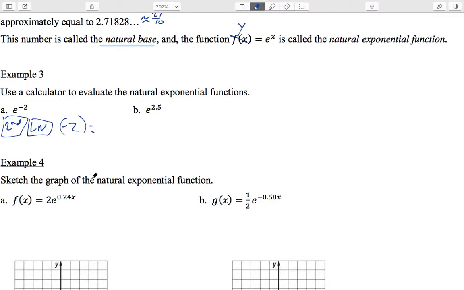So what is it? Negative 2. 0.1353. E to the 2.5, just do the same thing. Second ln brings up e to the, then you just put in 2.5. 12.18.